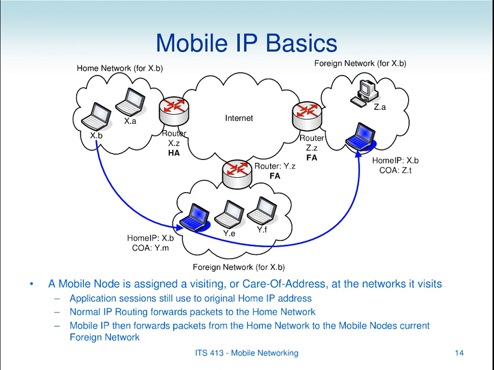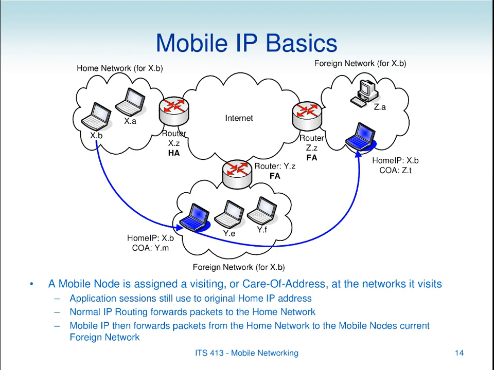The routers normally play some special role. For example, the home router keeps track of who has moved out of its network. The formal name is a home agent, HA. It's a piece of software that runs normally on this router and is used in mobile IP. We refer to it as a home agent. And on foreign networks, there's a similar extra piece of software, a foreign agent. Home agent and foreign agent.